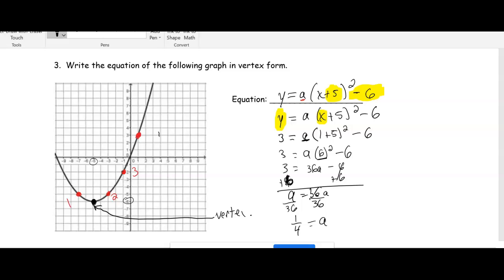Okay? So then what that allows us to do, we can now go back up here where we had this a, and we now know that that is 1/4. Okay?